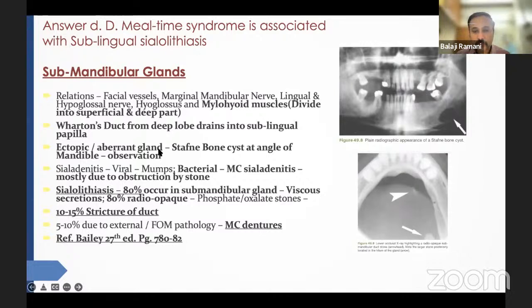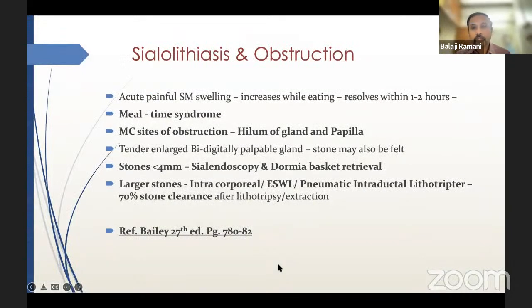Now, sialolithiasis, which we are discussing, 80% is going to be there in the submandibular salivary gland, and 80% are going to be radiopaque. Commonly, you will get phosphate or oxalate stones. Now, when you take up the other choices which were mentioned for the management, when you have small stones, less than 4 millimeter, you can do a sialendoscopy and a Dormia basket retrieval.